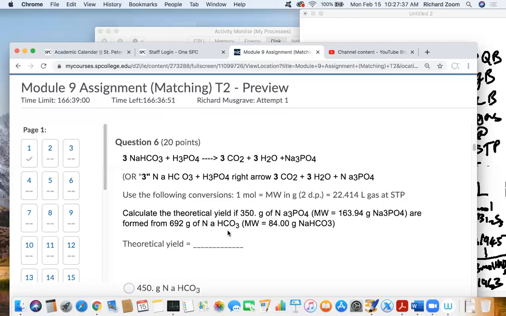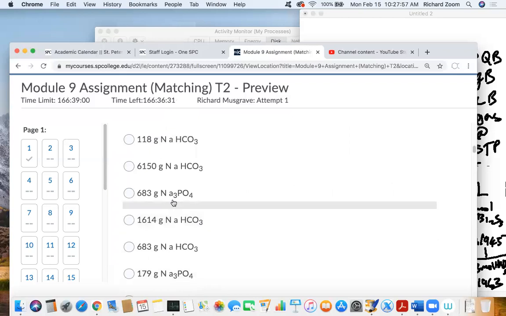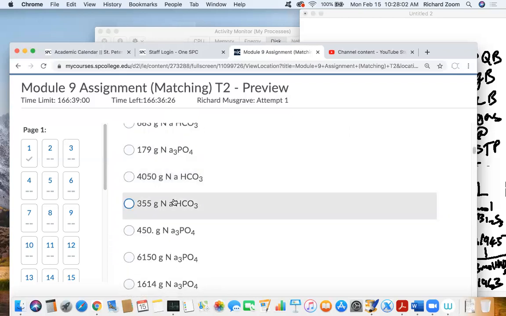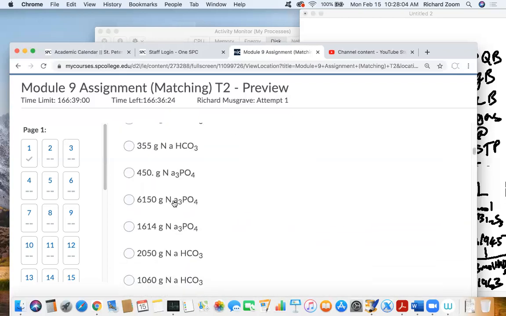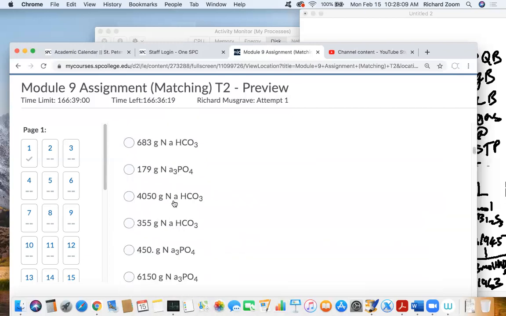If you remember what I told you, always start with the reactant, which is the NaHCO3 here, and go to the product, which is the Na3PO4. The Na3PO4 is the product, and that's what we're looking for. So you'll have grams of Na3PO4 at the end. Once you've done the maths, you'll find the right one and be able to choose it. But there are a lot of other choices, so you've got to be careful about which one you're choosing. Anybody have any questions?